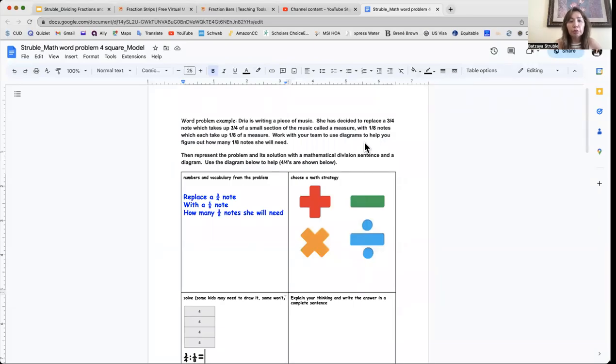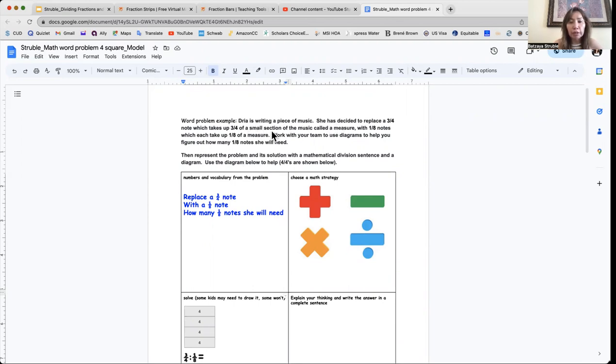So for word problems, we're going to use this graphic organizer, which has 4 squares, okay? So the first square says we need to write numbers and vocabulary from the problem. So we're gonna read and write numbers and vocabulary, okay? So Drea is writing a piece of music.